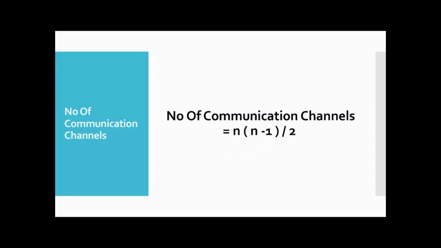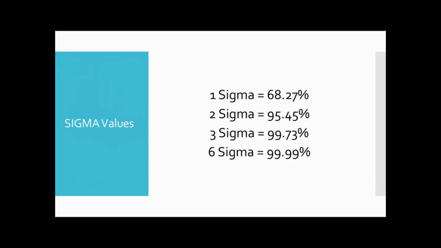The lesser the number of communication channels, the easier it is to handle. So the number of communication channels is always n into n minus 1, whole divided by 2. Okay. Sigma values, please remember the sigma values. Write them down in your dump sheet, it's going to help you. 1 sigma is 68.27, 2 sigma is 95.45, 3 sigma is 99.73, 6 sigma is 99.99.